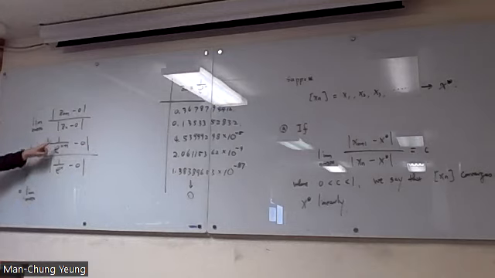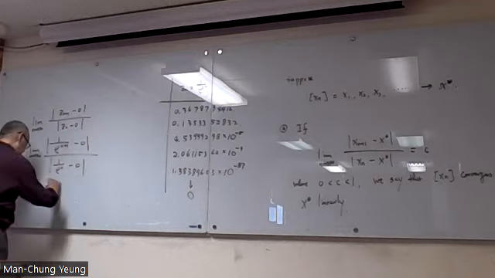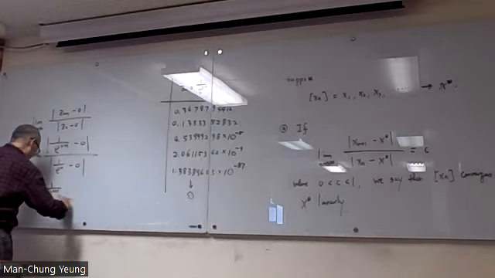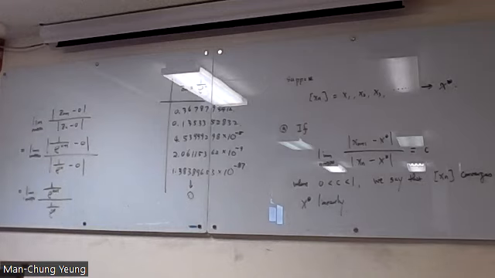Clearly it is a positive number, so I can directly remove the absolute value. And now this e to the n, I can move it to the top.